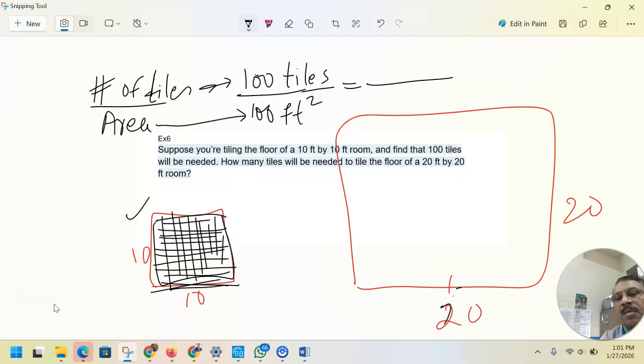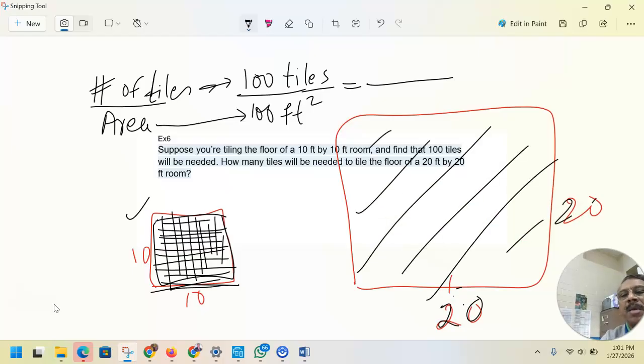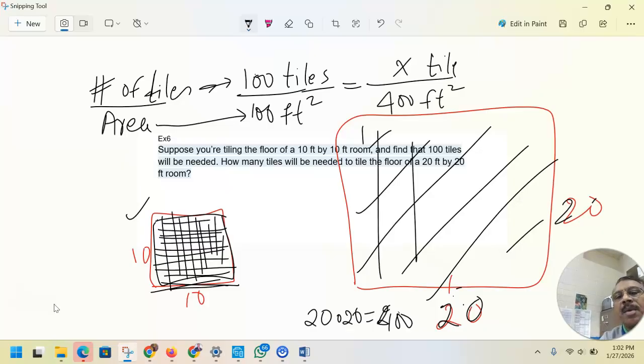This area is, you can see this is 20 by 20. What is the area here? This whole area will be 20 by 20, which will give you, sorry, 400. So that will be 400 feet square. And we need to know what is the X number of tiles. So let's say we don't know how many tiles there are. So that's how the setup is, which is 100 divided by 100 equals X over 400.